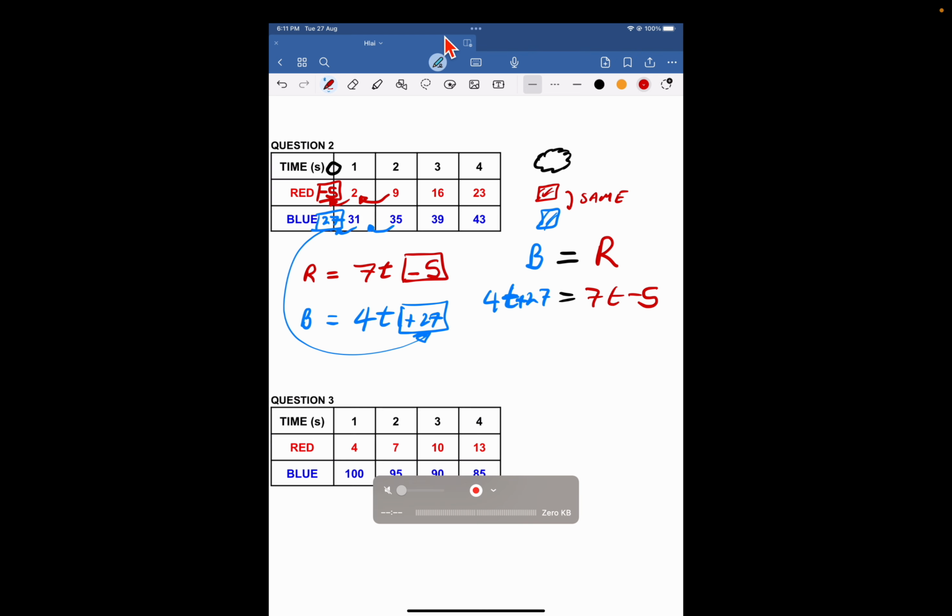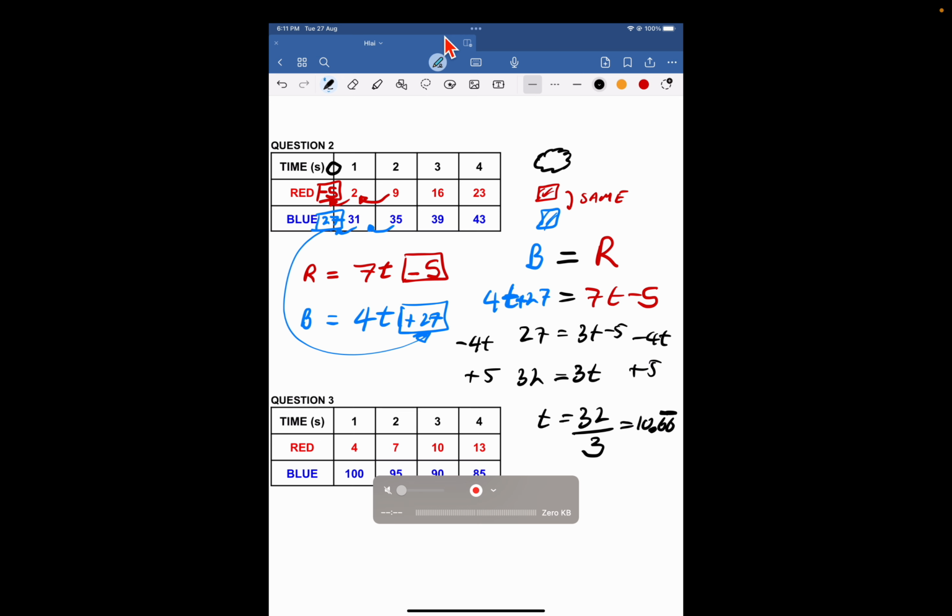Now we have this, I'll change to a black pen, and we're going to do a little balancing method. Subtract 4t, subtract 4t. So that's 27 equals 3t minus 5. Let's plus 5 to both sides, plus 5. That's 32 equals 3t. And that's interesting because t equals 32 divided by 3, which is 10.66 recurring. So that's interesting, right?